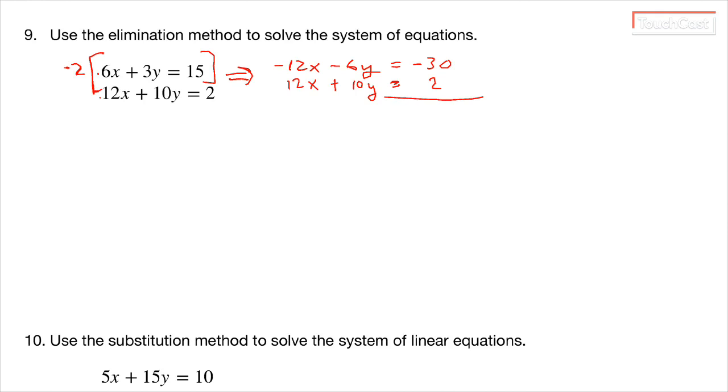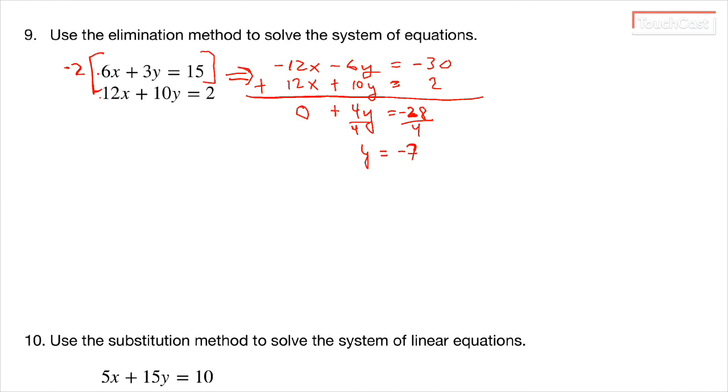And now I simply add these two equations together, adding all the like terms. Negative 12x plus 12x is 0. They cancel out. 10y plus negative 6y is 4y. And negative 30 plus 2 is negative 28. Now if I further simplify, if I divide both sides by 4 to get y alone, I get y is equal to negative 7.